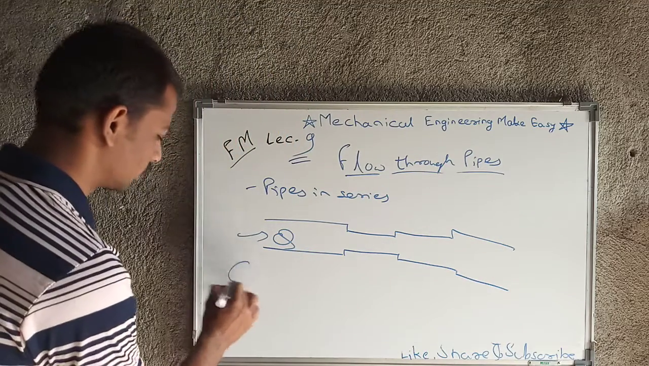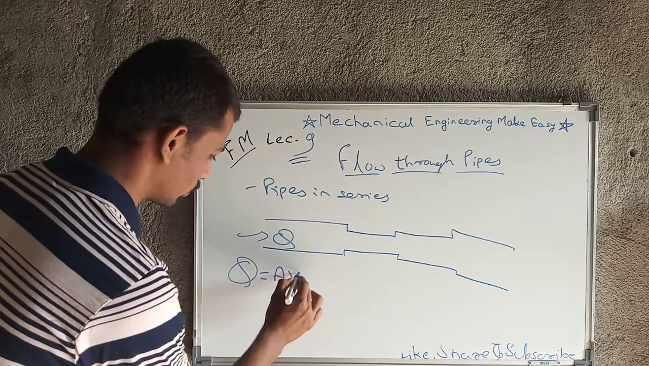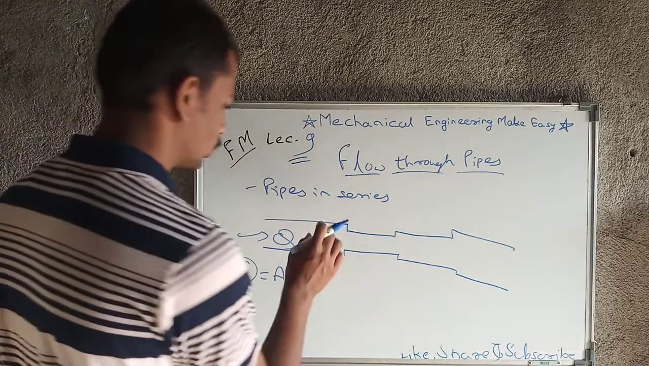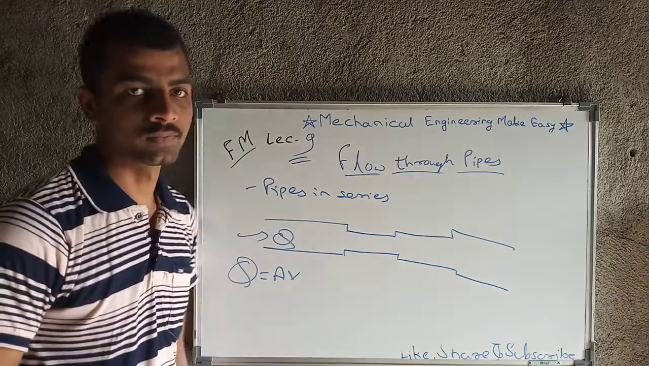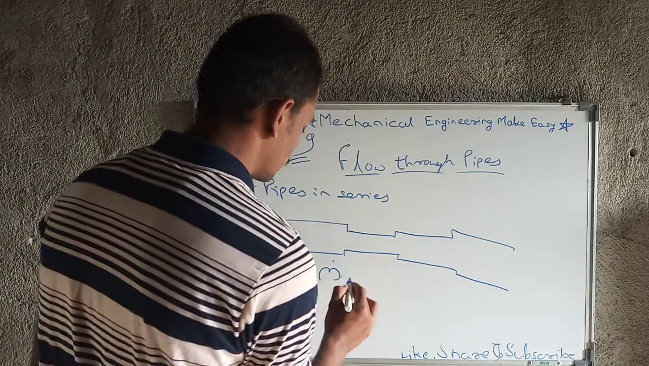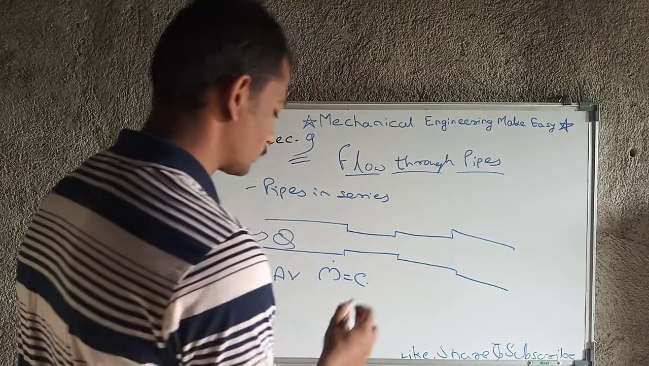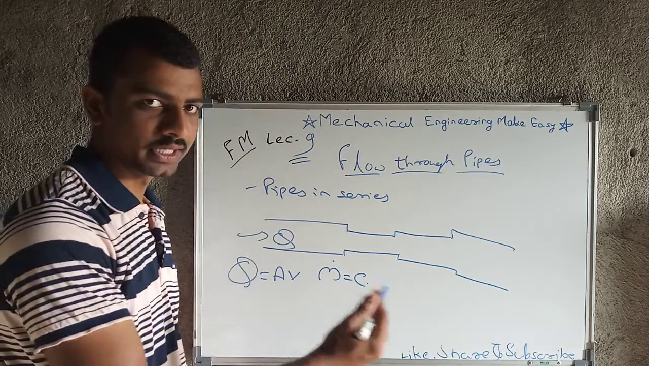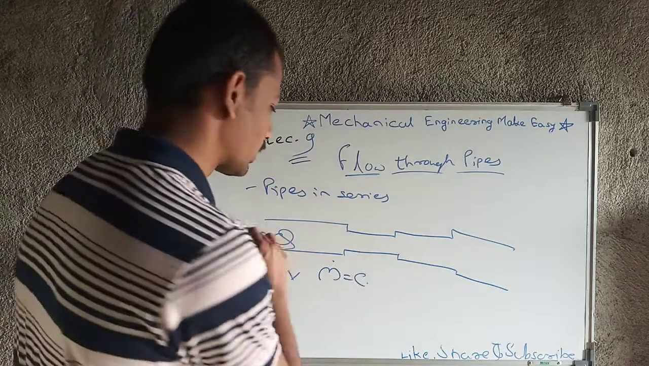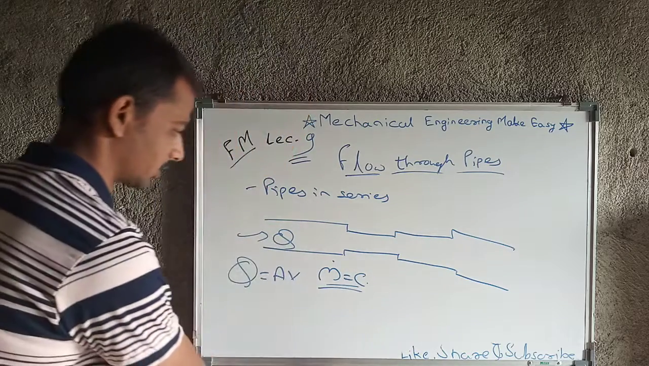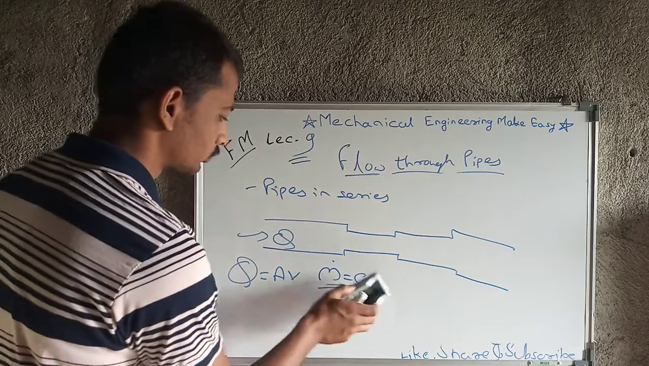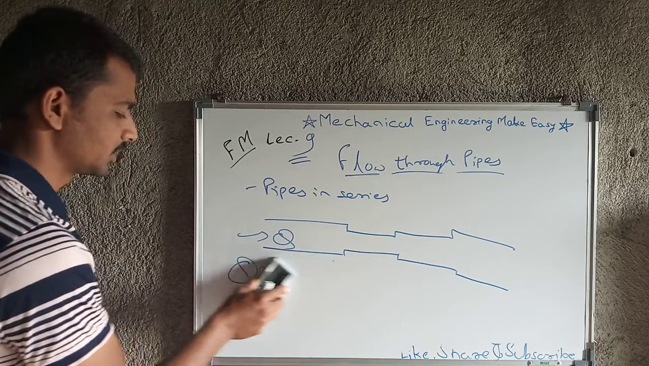As the discharge is constant, discharge equals area into velocity. As area is going to change, velocity will vary, and mass flow rate also remains constant, because mass flow rate is rho into Q, that is rho into area into velocity. We are considering an incompressible fluid, so mass flow rate is also constant in this case. This is pipes in series.